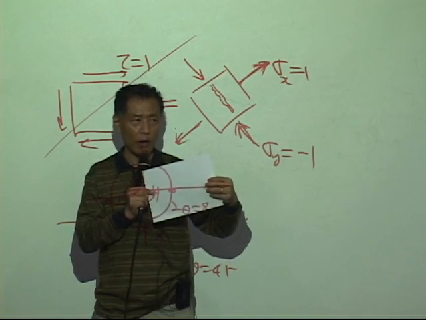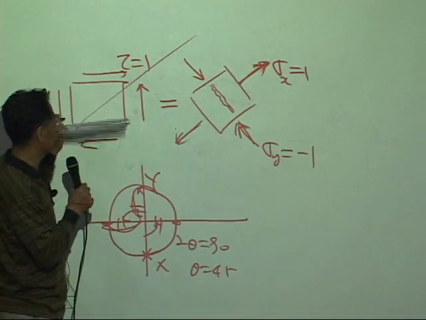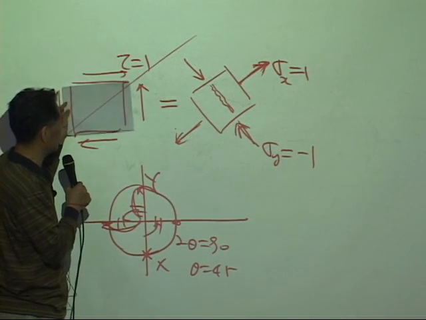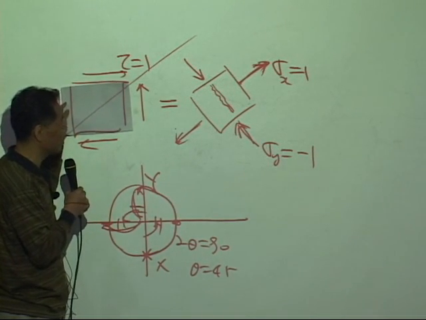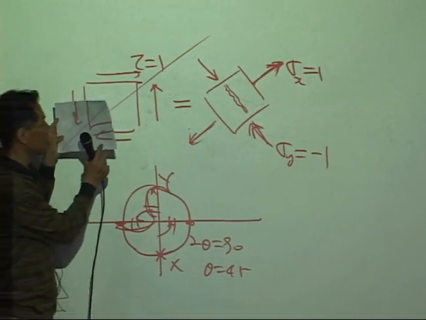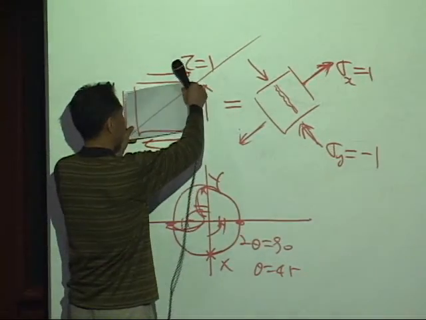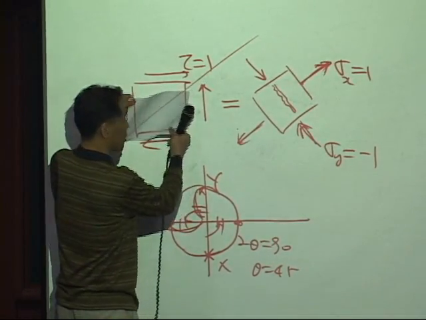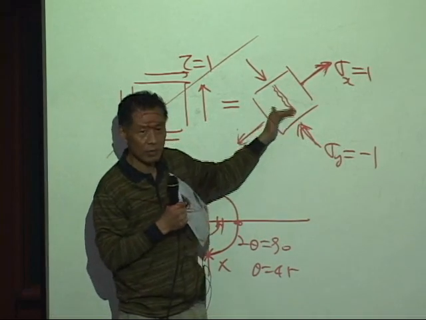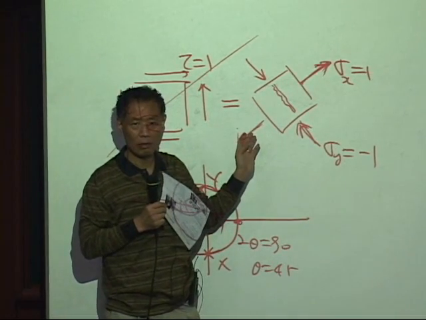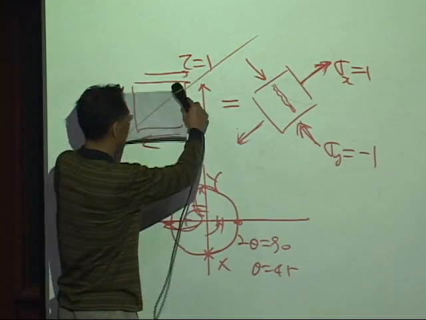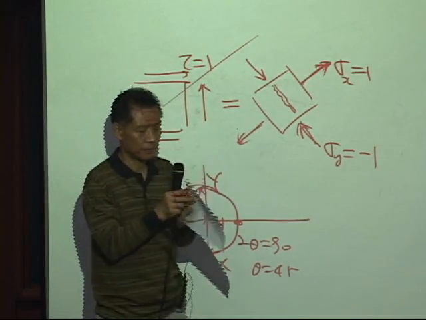So if we apply a shear load to this paper, what will happen to this paper? This one will be very strong in this way and very weak this way, right? Because this way we have a compressive, this way we have a tension, right? So let's apply shear load here.